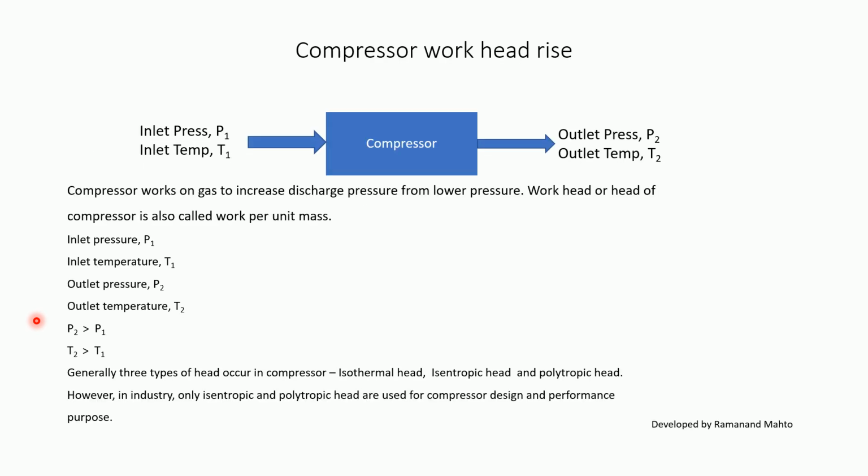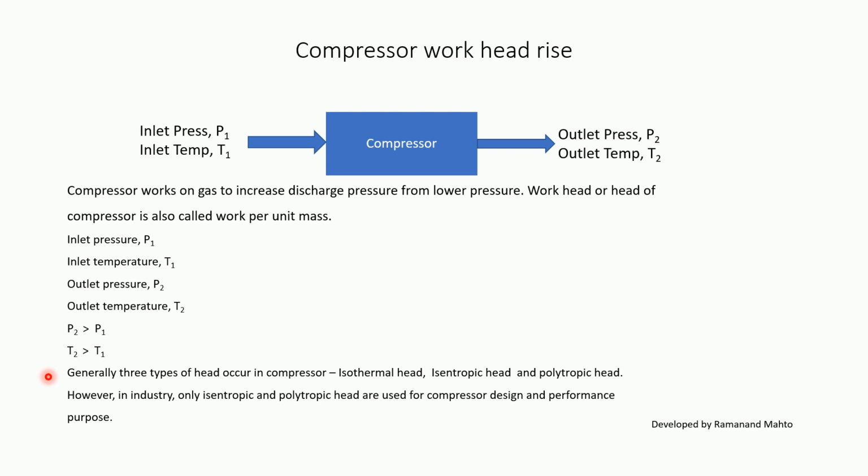Compressor work head rise. Compressor works on gas to increase the discharge pressure from low pressure, and work head or head of compressor is also called work per unit mass. Let's say P1, T1 is inlet pressure and temperature, and P2, T2 are outlet pressure and temperature. So what is the criteria? क्या होगा? P2 is greater than P1 and T2 is greater than T1.